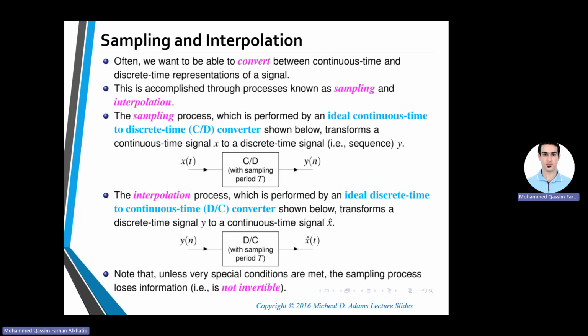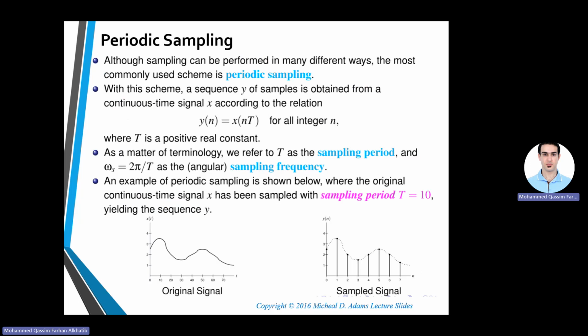And the thing about sampling is that it is not invertible. That means that if I have x of t and create a sequence x of n, I cannot simply go from x of n back to exactly x of t. There will be some differences. So it's a lossy kind of process. You will lose some information.